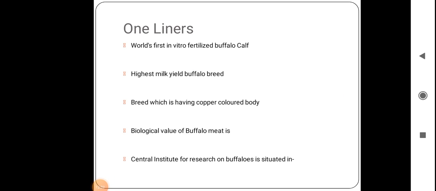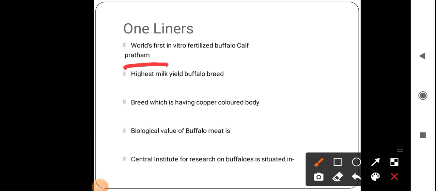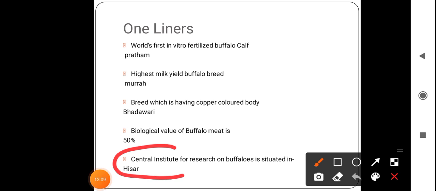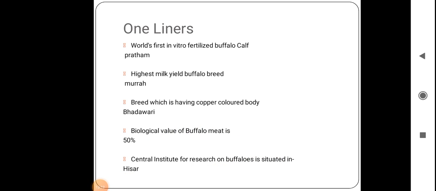So the one-liner questions on buffalo breeds. World's first in vitro fertilized buffalo calf is Pratham. Then highest milk yield buffalo breed, Murrah, obviously. Breed which is having copper colored body, Bhadavari. Biological value of buffalo meat is 50%. Central Institute of Research on Buffaloes is situated in Hisar.